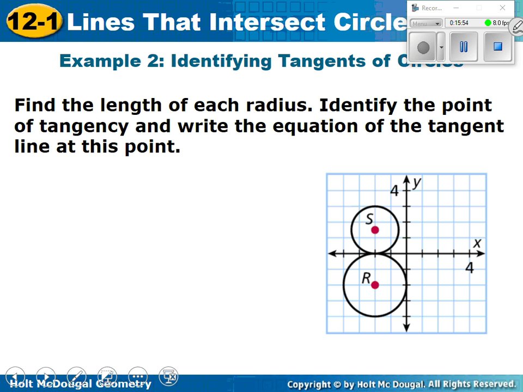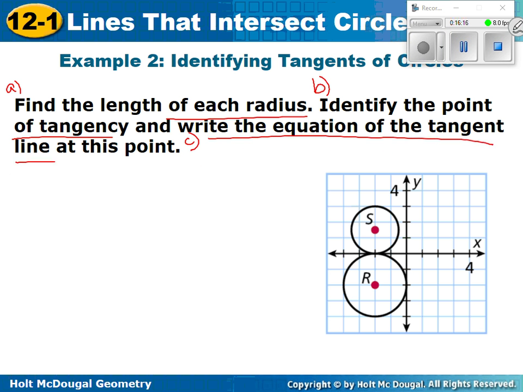So then we have some more problems we have to answer here on a coordinate plane. I'm going to give you a few minutes to you and your partner to try this on your own first, but I want to point out all the directions here. Be careful. Find the length of each radius. Part B, identify the point of tangent C, and part C, write the equation of the tangent line. Go. See how you do.